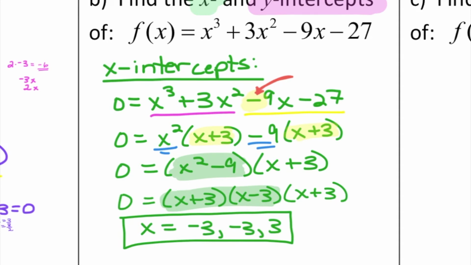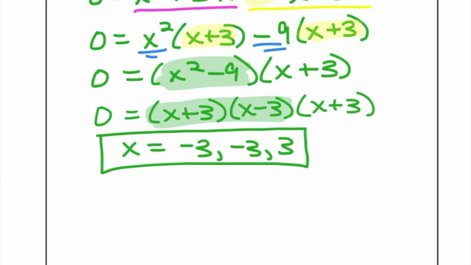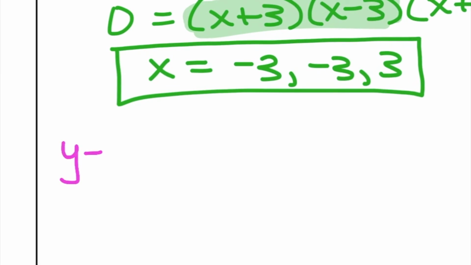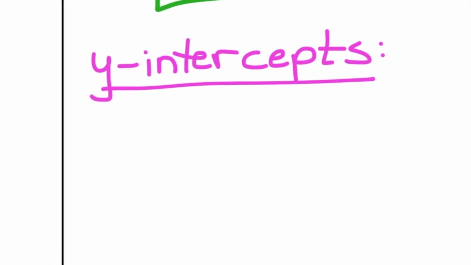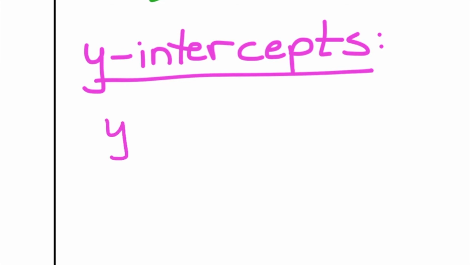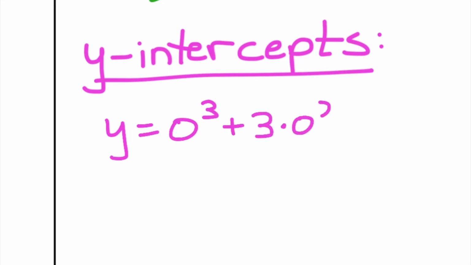Then I've asked you to find the y-intercepts, and so remember that to find the y-intercepts, you change all the x's to zeros. And so here my function is y. I changed the f of x to y equals, and that'll then just carry into my answer. And it was x cubed, so I'm going to write 0 cubed. And it was plus 3x squared, so I'm going to write plus 3 times 0 squared. And minus 9x is minus 9 times 0.